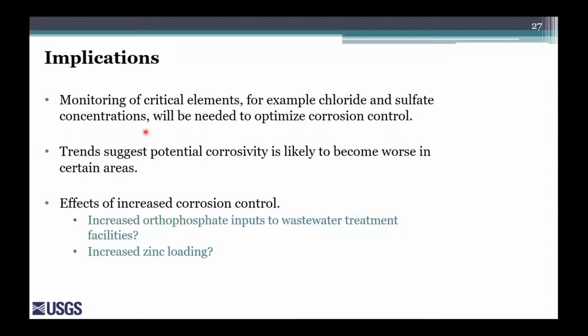So the implications are that monitoring of the critical elements, for example, chloride and sulfate concentrations, will be needed to optimize corrosion control. The trends suggest that potential corrosivity is likely to become worse in certain areas in the future, and that there will be effects of increased corrosion control. As someone who's interested in water quality, I think about this a lot. What are the increased orthophosphate inputs to wastewater treatment plants going to do to overall water quality? And does this also, in some cases, lead to increased zinc loading because zinc orthophosphate is used at times as a corrosion inhibitor?